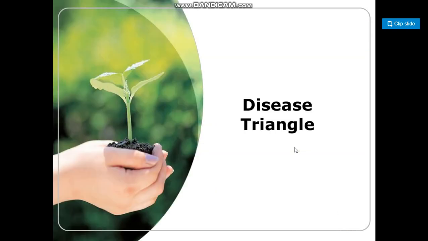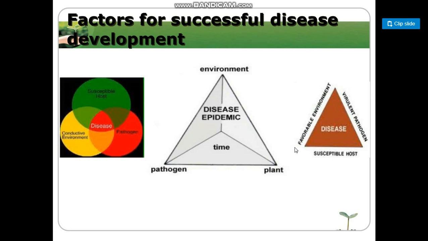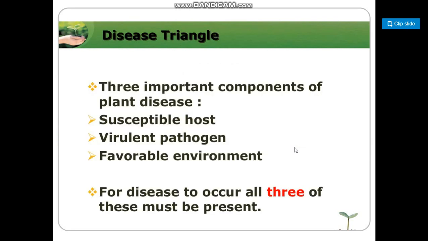So what is a disease triangle? The disease triangle means that when a susceptible host interacts with a virulent pathogen in a favorable environment, this creates disease. These are the principal factors: pathogen, host, and environment. So, three important components of plant disease: susceptible host, virulent pathogen, favorable environment. For disease to occur, all three of these must be present.